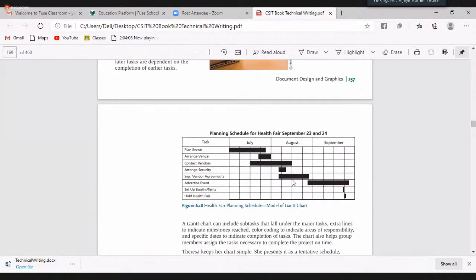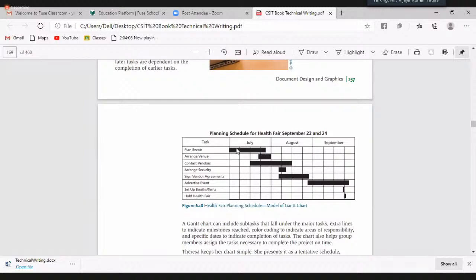So an example is given here. You see, these are the tasks, right? And here, July, August, September. So these tasks have been scheduled here. Now, in July, that is the first week, second week, third week, fourth week, isn't it? It means 3 full weeks: first week, second week, third week, and then in the fourth week, up to the first half.